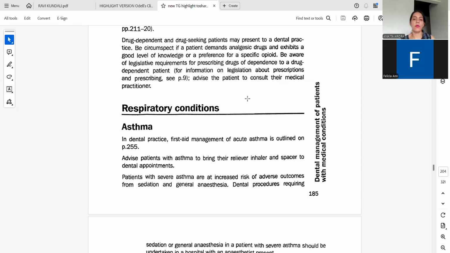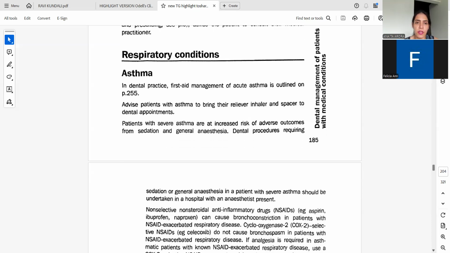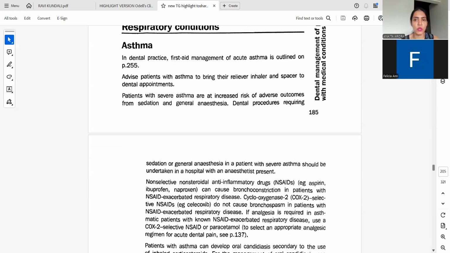Yes. Okay. So we are starting the medically compromised, continuing it from page number 185, respiratory conditions. The first commonest respiratory condition which we see in practice is asthma. So the acute or status asthmaticus is outlined later in emergencies. First, the general management of asthmatic patients, what we need to do is given here.